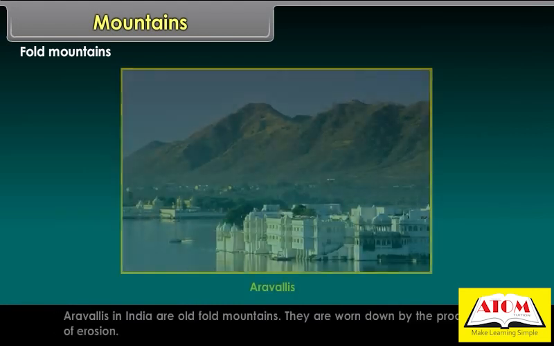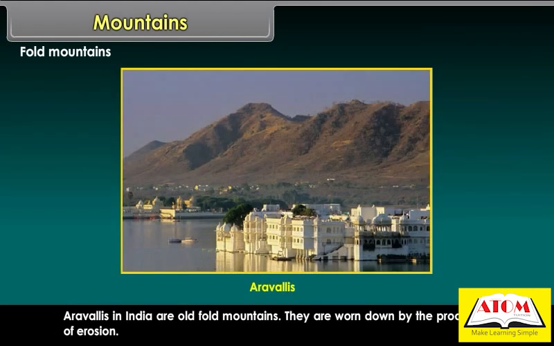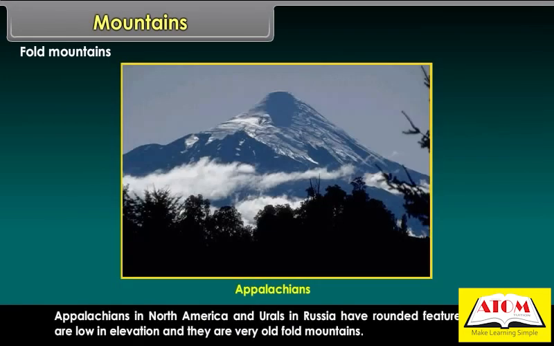Aravalis in India are old fold mountains. They are worn down by the processes of erosion. Appalachians in North America and Urals in Russia have rounded features. They are low in elevation and they are very old fold mountains.